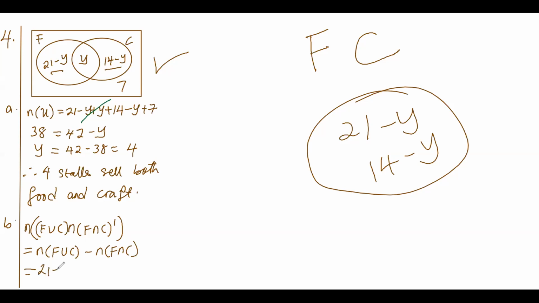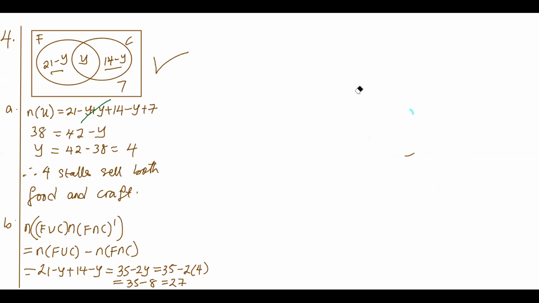Okay, that's 21 minus Y plus 14 minus Y. And that will be 35 minus 2Y, which is 35 minus 8 because Y is 4. I write it properly. Okay, so 35 minus 8 equals 27. Am I right, please? Yes. All right. So that's it. So just write the conclusion.